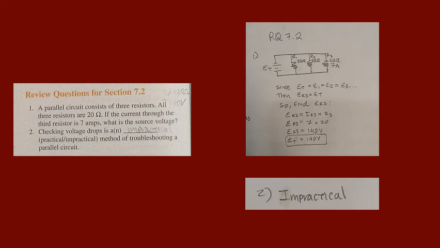Number 2, checking voltage drop. Checking voltage drops is a fill in the blank method of troubleshooting a parallel circuit, and we are shown the answer on the right side. It is an impractical method for troubleshooting the parallel circuit.